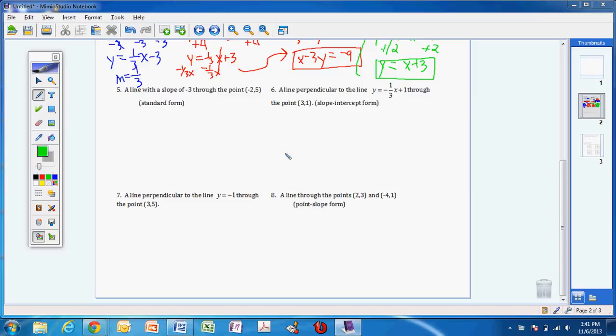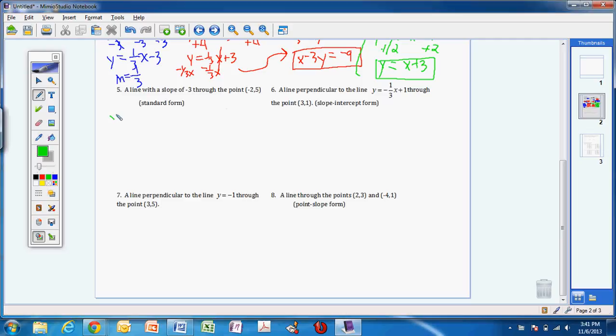Continuing on with review worksheet 8, we're on question 5. So now we want to write the equation of a line with the slope of -3 through the point (-2, 5). In this case, they give me a slope and a point. I don't need to do any sort of work here. It tells me my slope and it tells me my point. So immediately from here, I can go to point slope form.